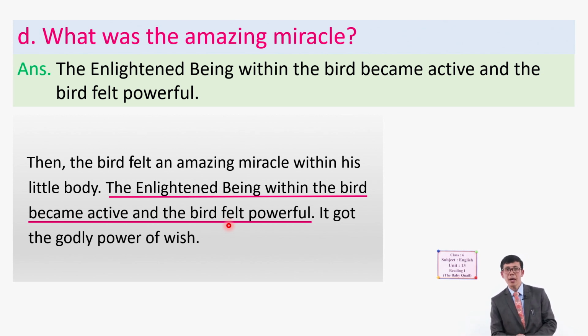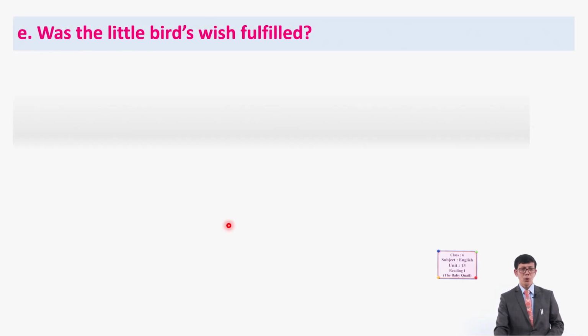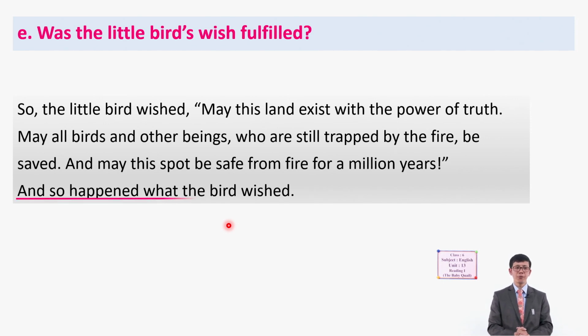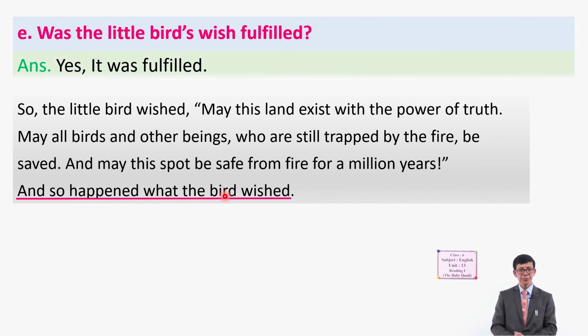At the end of the story, look at the next question. Was the little bird's wish fulfilled? What do you think? Was it fulfilled? You read there. When you read it, you can find what happened to what the bird wished. And what do you think? Was it fulfilled or not? Good. Yes, it was fulfilled. Whatever the little bird wished was fulfilled. You can simply write it.